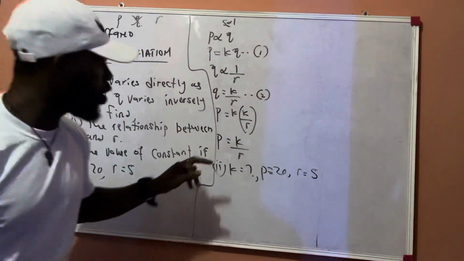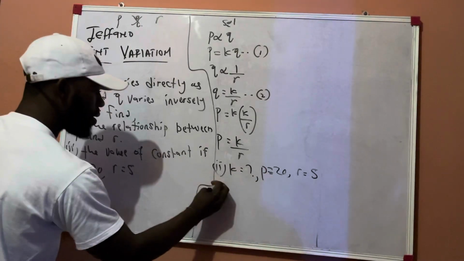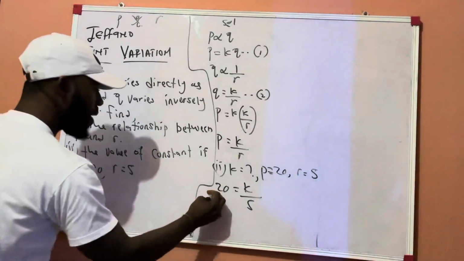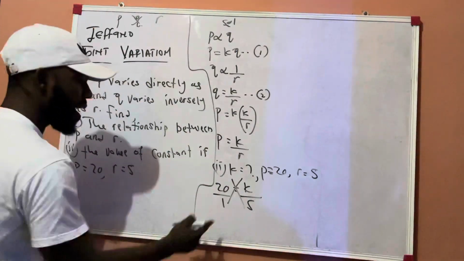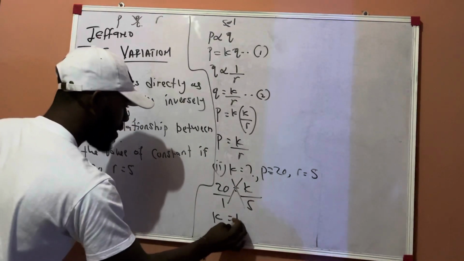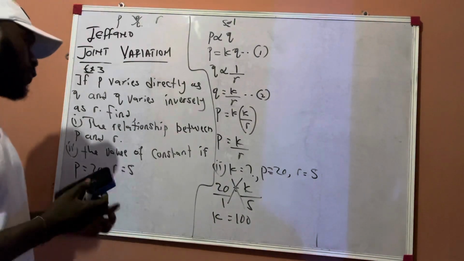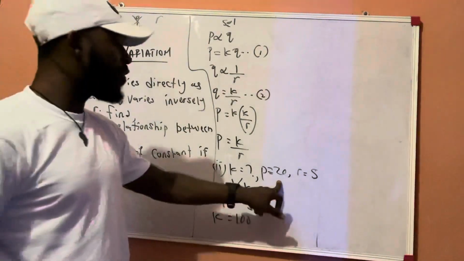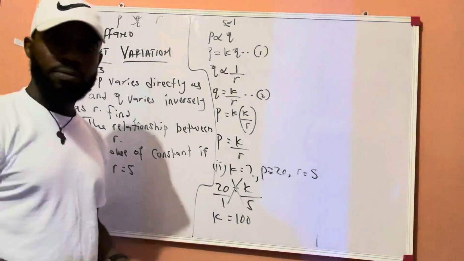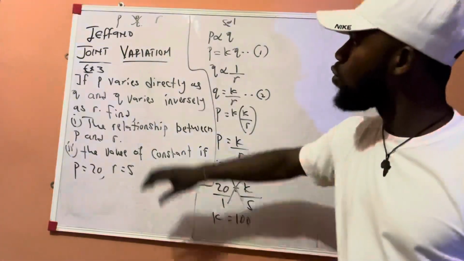Okay, now, substituting these values into the relationship, we have this. P now is 20 is equal to K over 5. What do we do? Place 20 over 1 and cross multiply. K times 1 gives us K, and 20 times 5 gives us 100. So it means the value of our constant of proportionality, when the value of P is 20 and the value of R is 5, is what? 100.